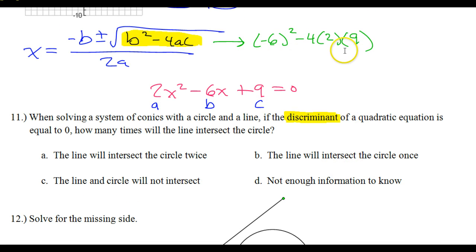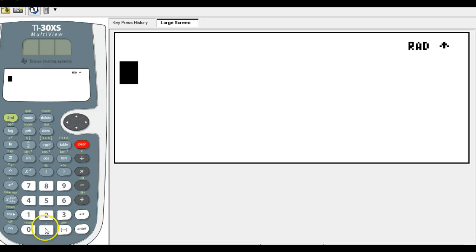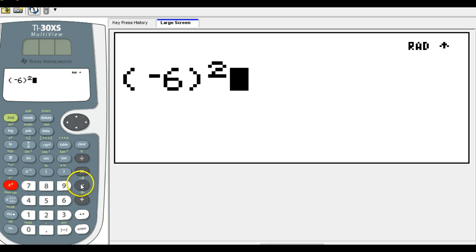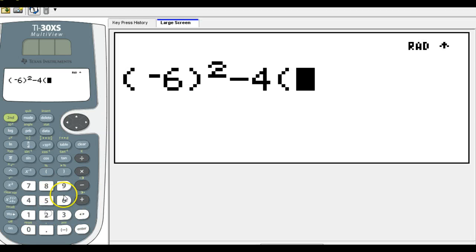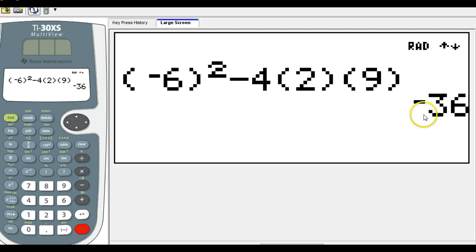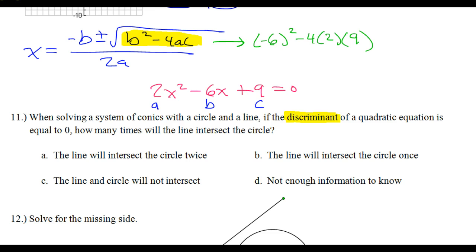Let's go ahead and find out what this would be. Let's see, negative 6 squared, I'm just going to put this in my calculator real quick. If you're going to do this type of thing on the calculator, you've got to use parentheses. So negative 6 squared minus 4 times 2 times 9. Okay, so my discriminant came out to be negative 36 in this made up problem.